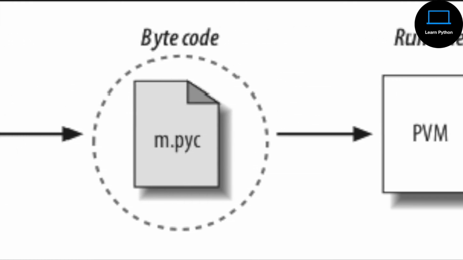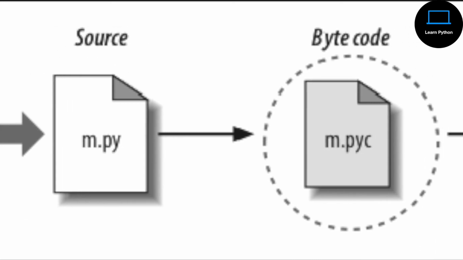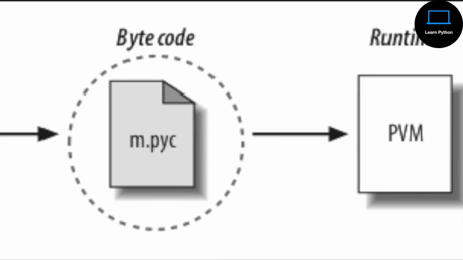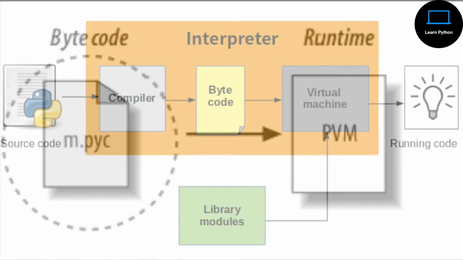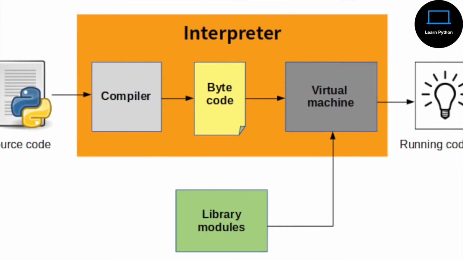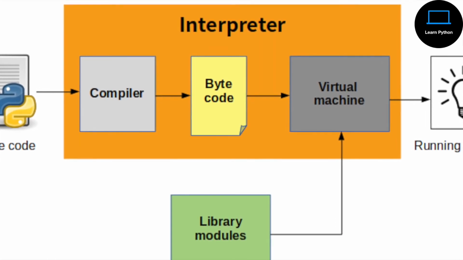If the Python process has write access on your machine, it will store the bytecode of your programs in files that end with a .pyc extension. .pyc means compiled file, and .py means your source file.